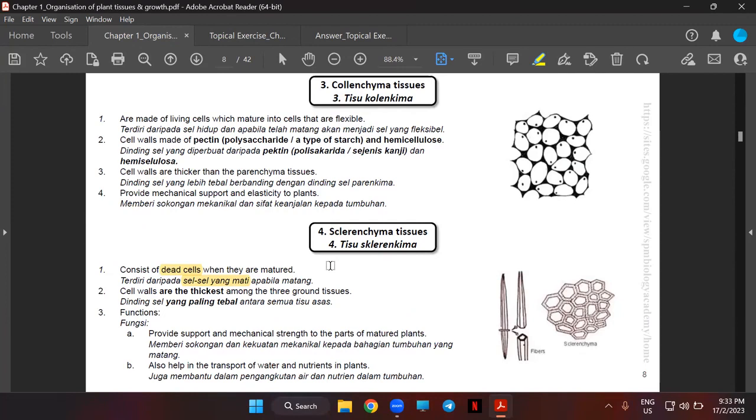We can go for this. Cell walls are thicker than the parenchyma tissue. Dinding sel yang lebih tebal berbanding dengan dinding sel parenchyma. Ataupun nombor 2 pun boleh tulis, tak jadi masalah. I go for number 3 because easier a bit.